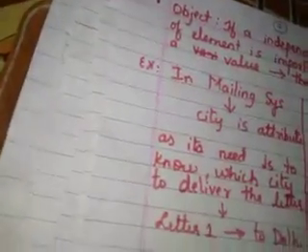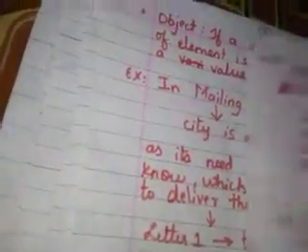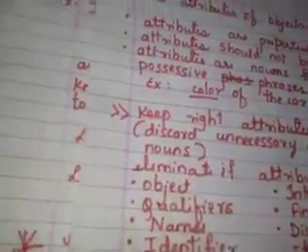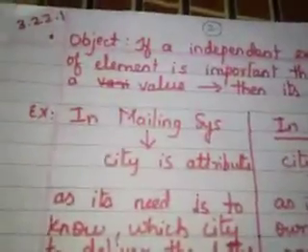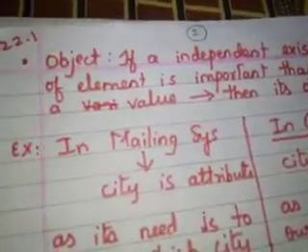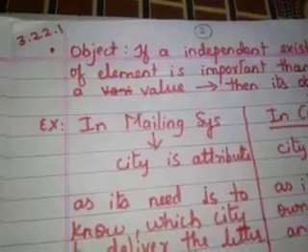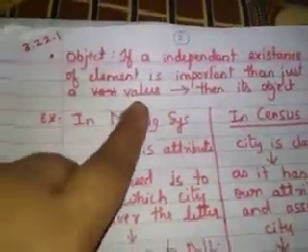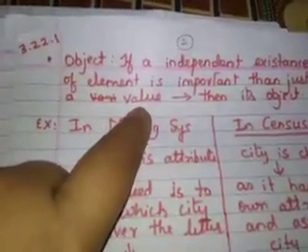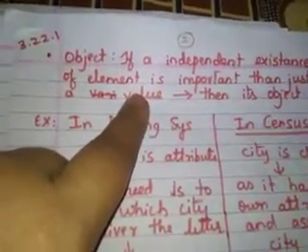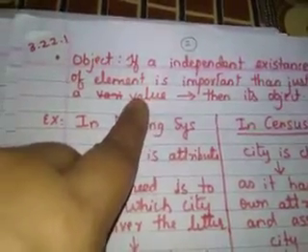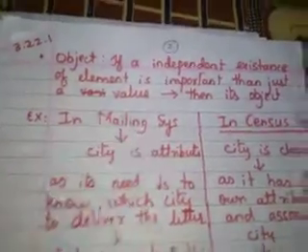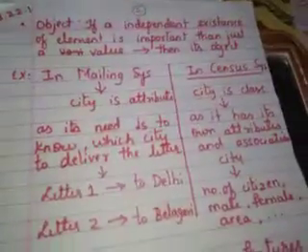So the first one says we should eliminate an attribute if it is an object, right? So first let us see what is the difference between a noun being an object and a noun being an attribute. Attribute means it always has some value, right? But if that particular noun has its own existence, then better that we make it a class, not just a simple attribute. I'll take one example here.